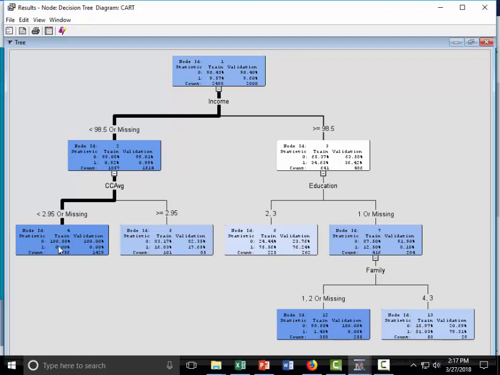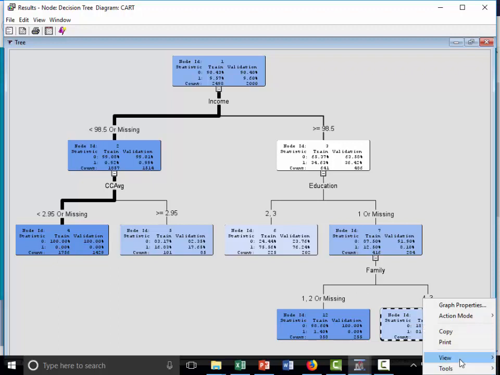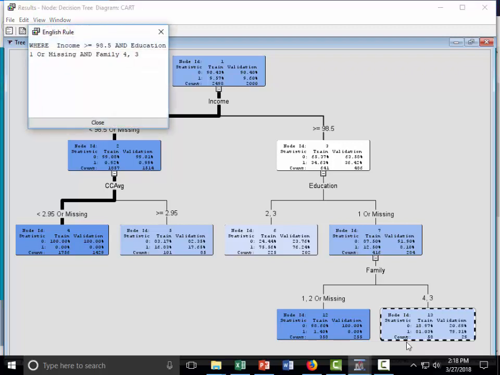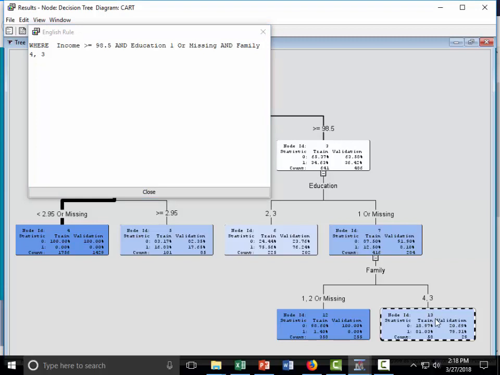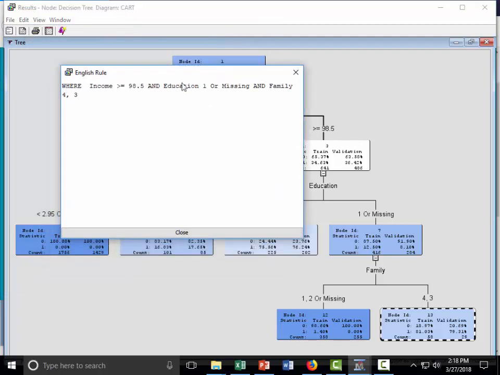Okay. Now for the terminal nodes, alright, so here if you go to display English rule, that will display the rule for that leaf. So where income is greater than or equal to, it starts from the root node and describes the path that will get to that particular node. So that's the English rule for a given node.